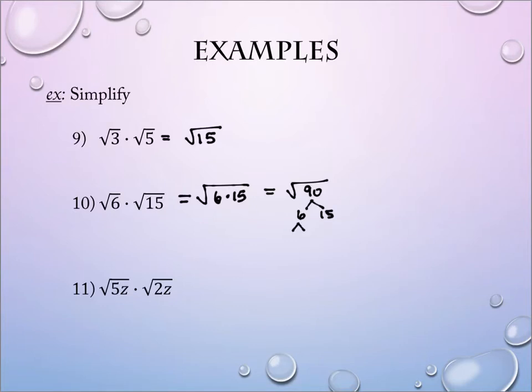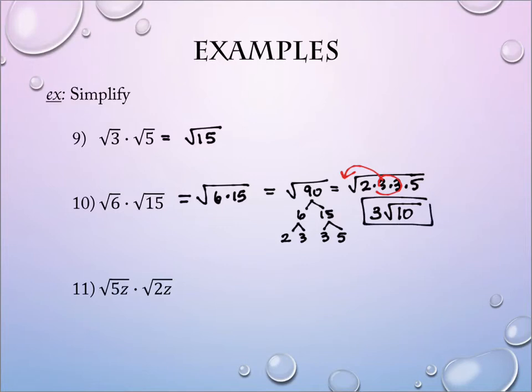So if I break it apart, I've got 2 and 3, and the 15 is 3 and 5. So now I have the square root of 2 times 3 times 3 times 5, and I'm looking for matching pairs. What matches? The 3's. So it comes out. I have a 3 on the outside, and then I have 2 and 5 underneath, which makes it a 10. This is 3 square root of 10.